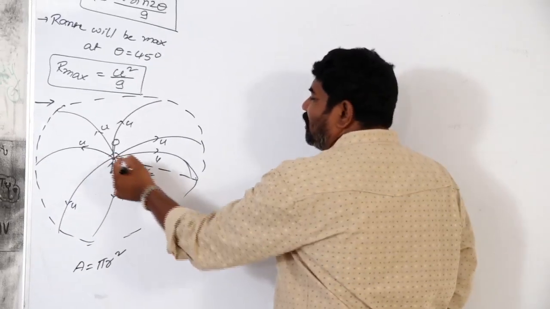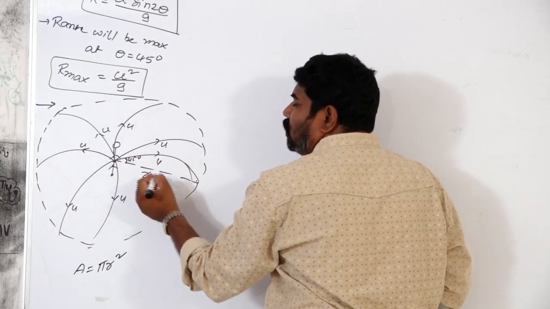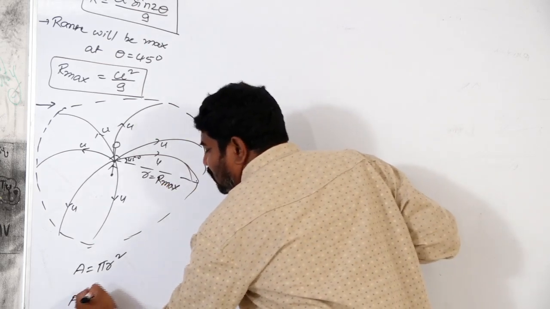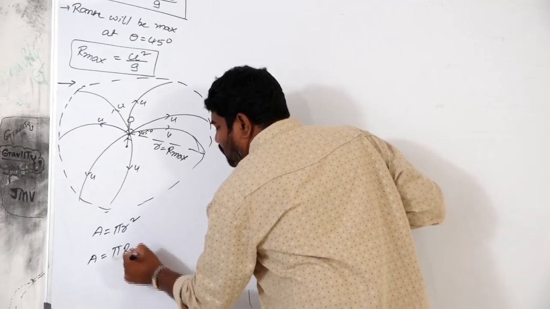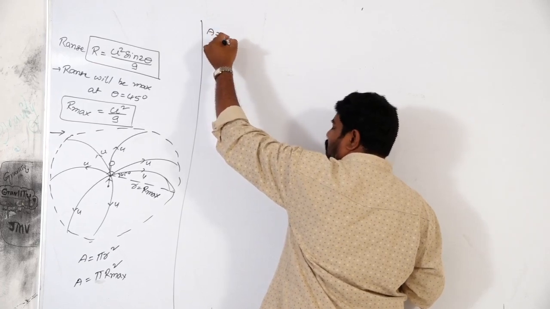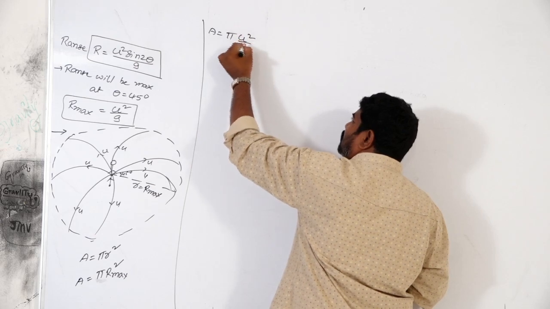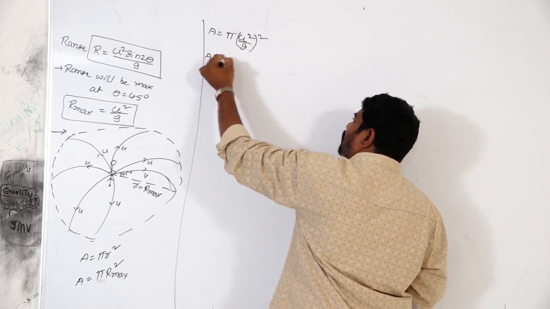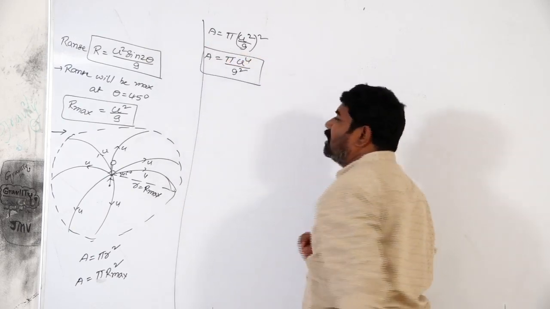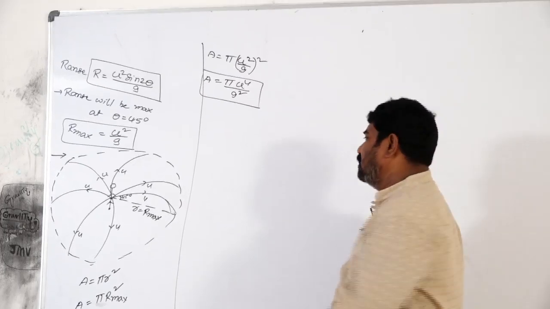What is the radius of the circular path? Range will be maximum at an angle of 45 degrees, so the radius is R max. Area A = π R max². With R max = u² by g, the area covered is π (u²/g)², that is, A = π u⁴ by g². This is the area covered by the balls.